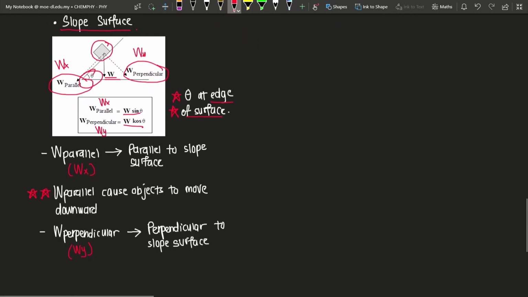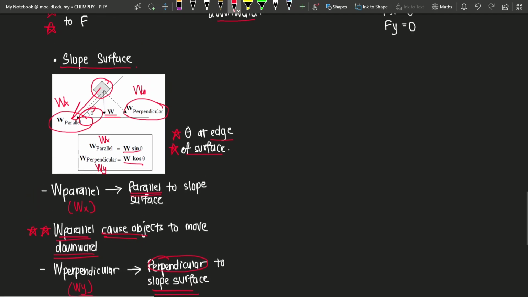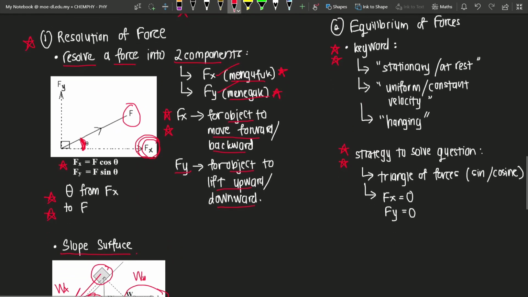Okay, so this one, you need to know that our Wx is actually berat selari dengan permukaan condong, which is this direction. Selari dengan permukaan condong. Your Wx will cause the object to move downward. This is very important. Wx tu yang membuatkan objek menuruni permukaan condong. Wy, your W perpendicular, is actually a force perpendicular to the slope surface. Daya W, your berat, yang berserenjang dengan permukaan condong. So that is what we will learn in resolution of forces.